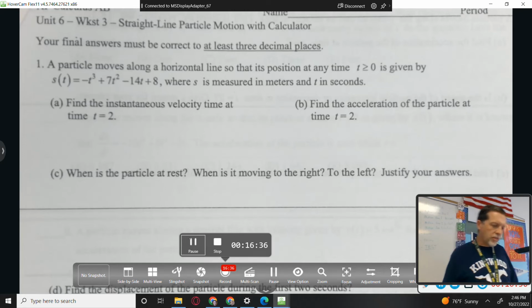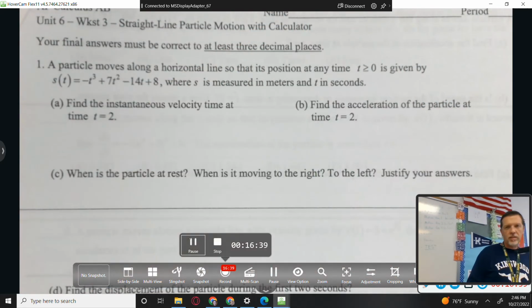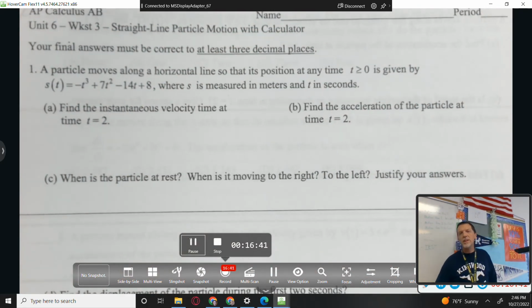Your final answers must be correct to at least 3 decimal places. So again, don't do more than 3, because then you might mess something up. Go to 3 decimal places.